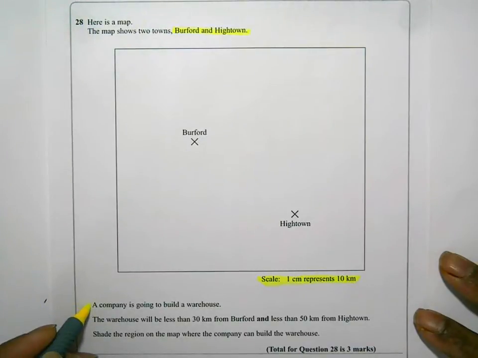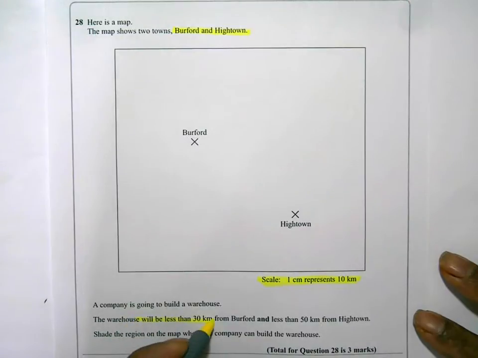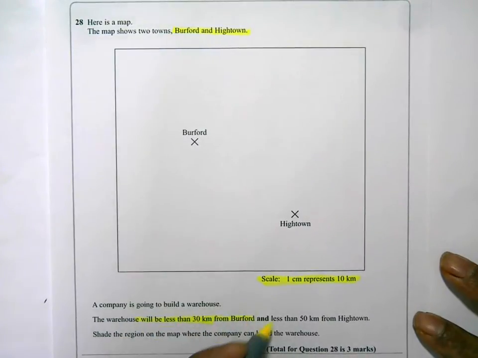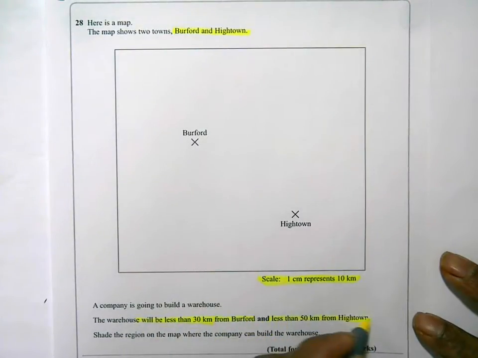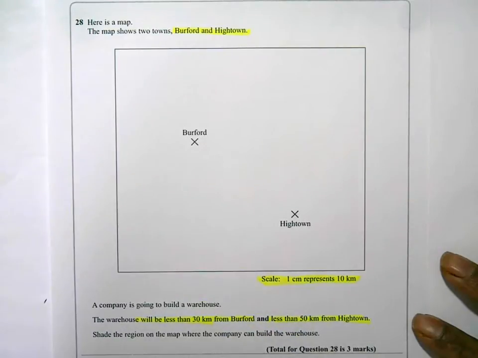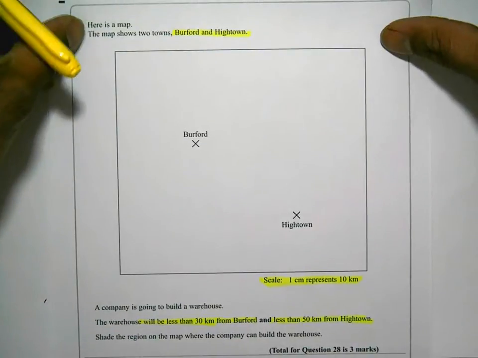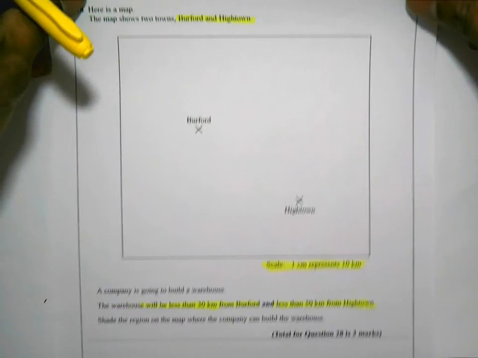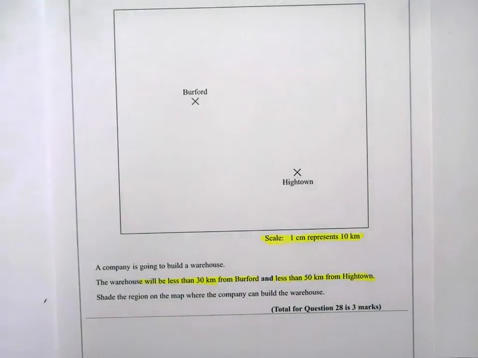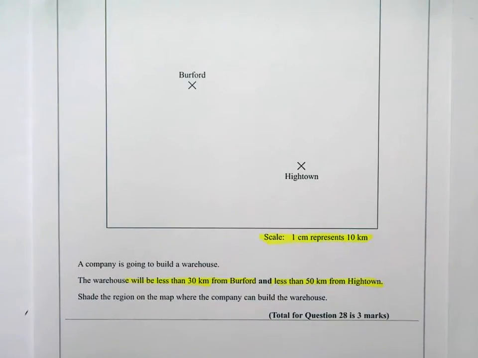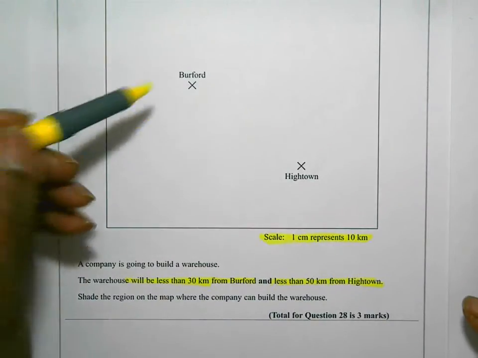A company is going to build a warehouse. The warehouse will be less than 30 kilometers from Burford and less than 50 kilometers from Hightown. Shade the region on the map where the company can build the warehouse. So, okay, I'm going to move this up a bit. In fact, I'll zoom out on it. Okay, so that's better. We can see a lot more of the question here.